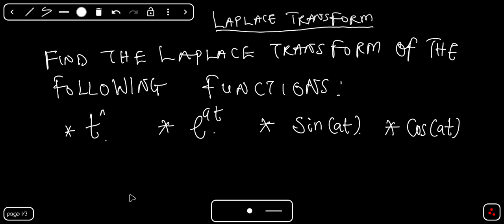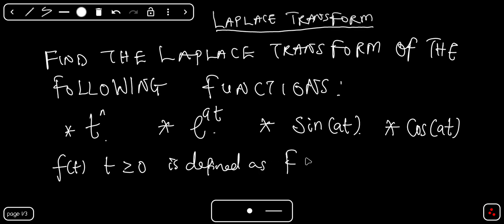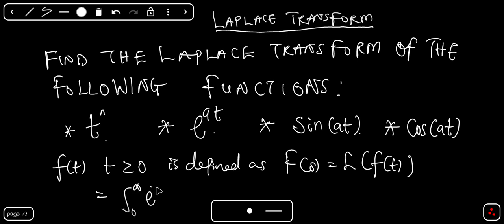All right, guys, so now let's start. Before we solve this, let me quickly introduce the Laplace transform. The Laplace transform is of a function f of t, where t is greater than or equal to 0, and is defined as follows. We can use F of s to represent the Laplace transform of f of t. So F of s is equal to the Laplace transform of f of t, and the integral representation of that is the integral from 0 to infinity of e raised to the power minus st, multiplied by f of t, dt.